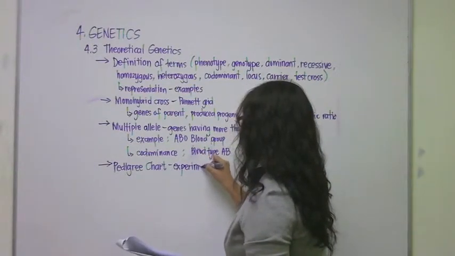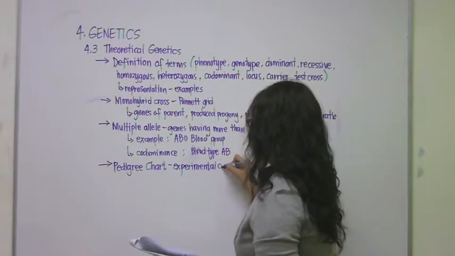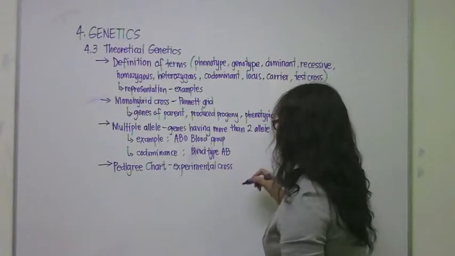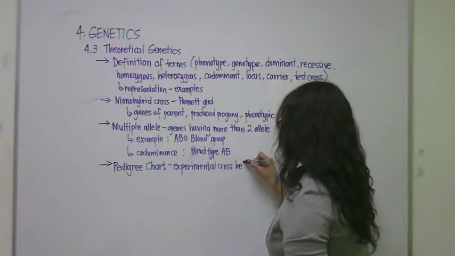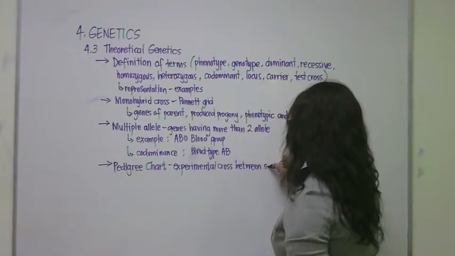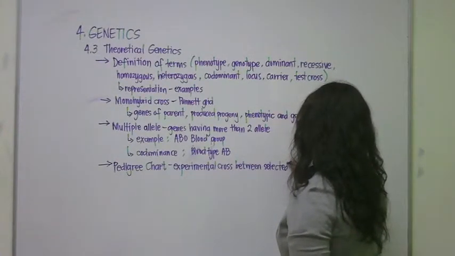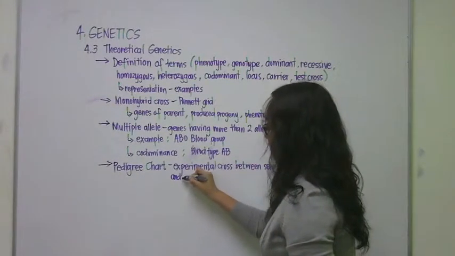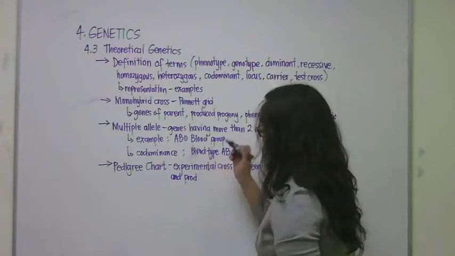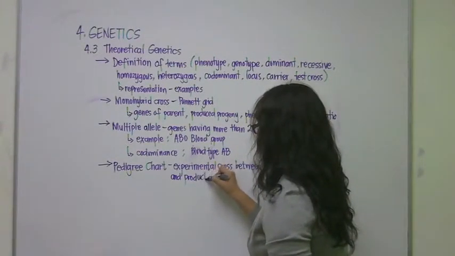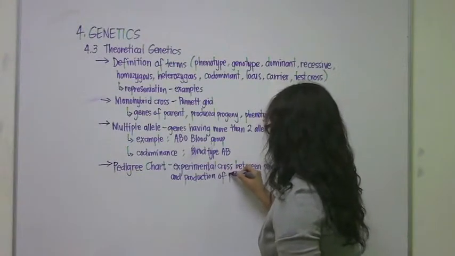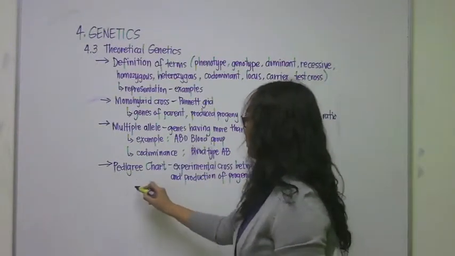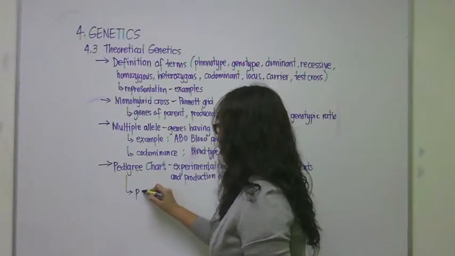A pedigree chart is an experimental cross between selected parents and the production of several progeny. As I said a while ago, progeny is also offspring. A pedigree chart shows a pattern of inheritance.